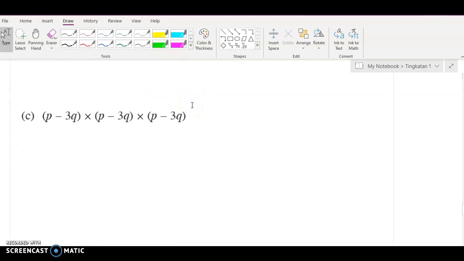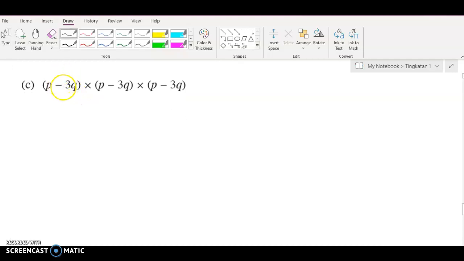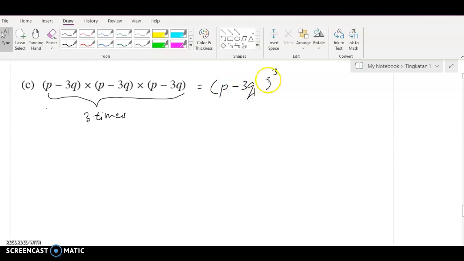Now we look at another example. P minus 3q times P minus 3q times P minus 3q. So how do we want to solve this? You have to calculate how many brackets there are. Here we will get 3 times, so you should get bracket, the power of 3. And then inside the bracket, you just copy it back, P minus 3q, the power of 3.